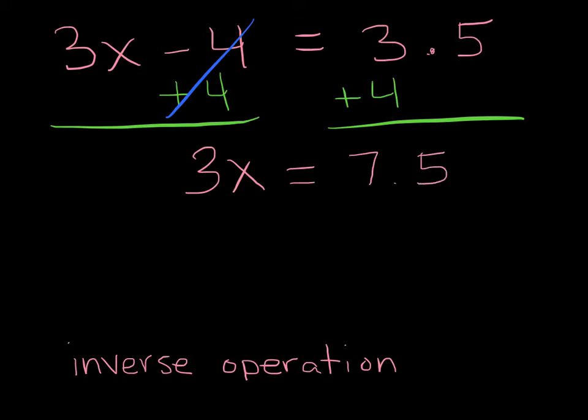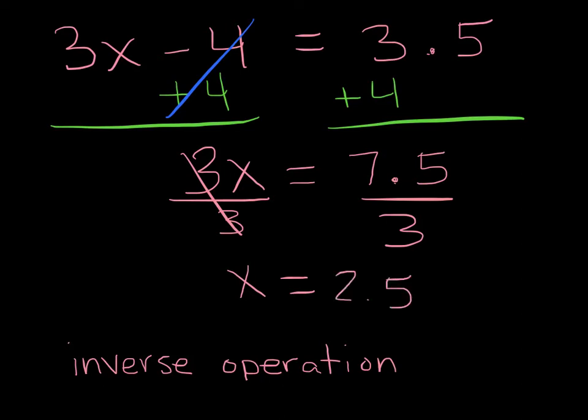All right. Now I can do the inverse operation of multiplication because now all I have left is 3x. So I'm going to divide both sides by 3. Dividing by 3 and multiplying by 3 are inverse operations, so that leaves me with x. So now all I need to do is 7.5 divided by 3, and that would give me 2.5. Okay, and then we can do another example.